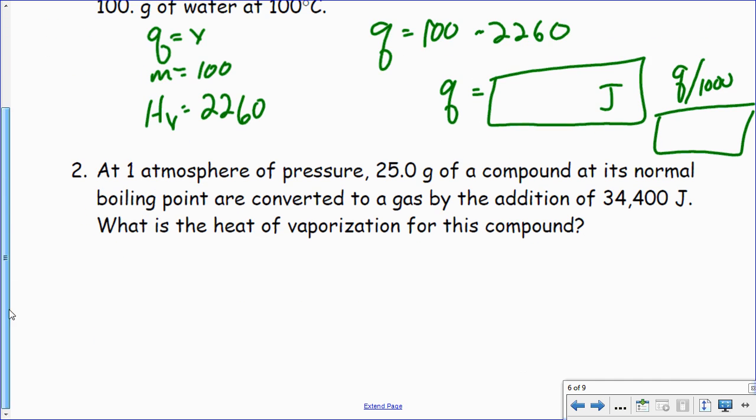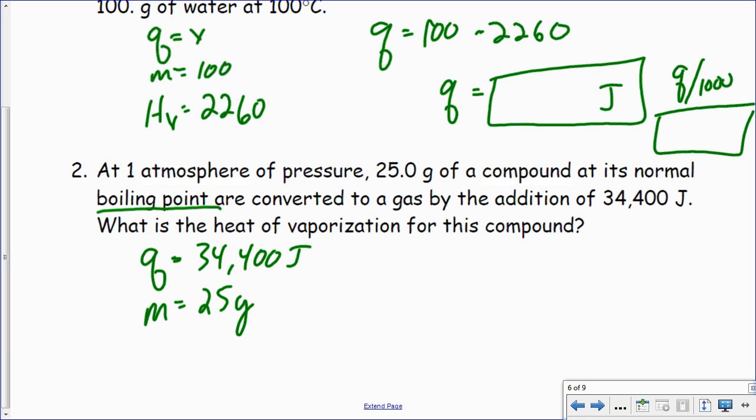Okay. At 1 atmosphere of pressure, well, we don't use pressure, so don't worry about that. I have a mass, boiling point. At the boiling point, potential energy. I have joules, Q, 34400 joules. Mass, 25 grams. What is the heat of vaporization for this compound?